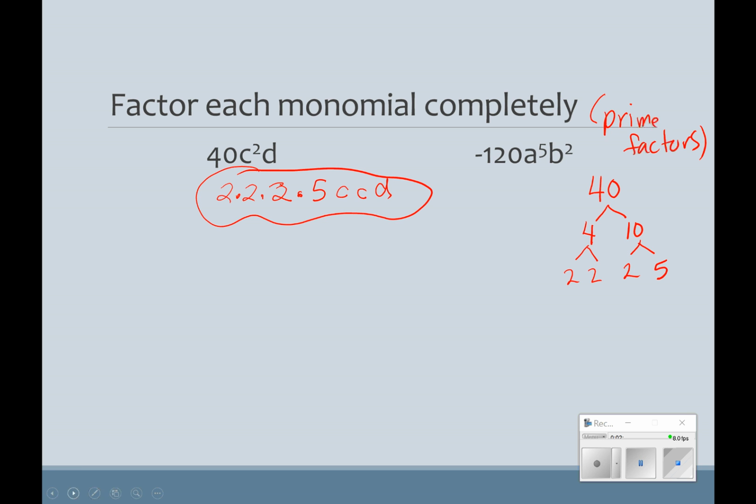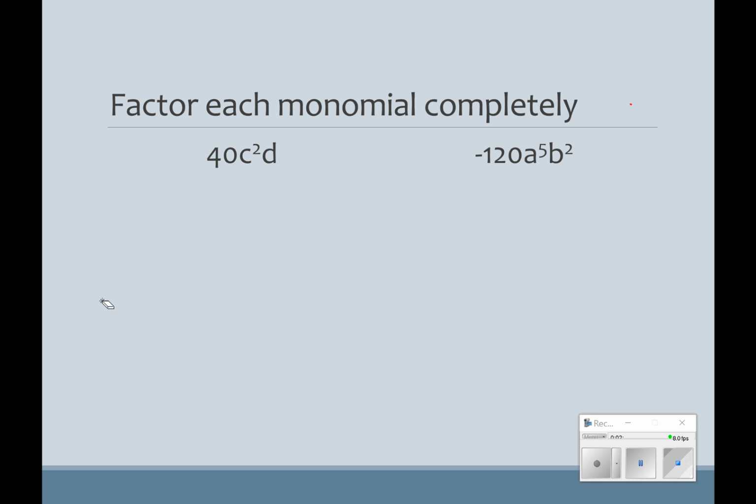Let's erase this here. Let's look at negative 120 a to the 5th b squared. The first thing I want you to notice is that you've got a negative. So I'm just going to deal with that negative right out front and say it's negative 1. And then I'm just going to look at my factors of 120.